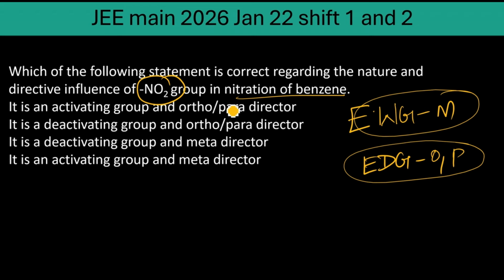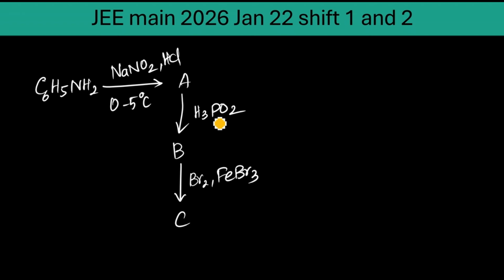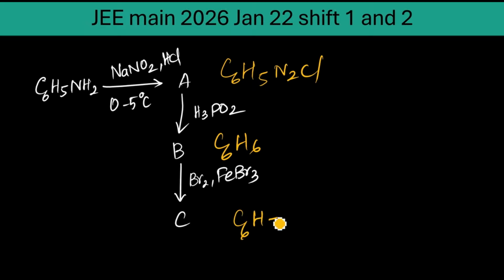So this we did exactly in the mock test, right? It is an activating group. No. This is a deactivating group, ortho-para director. No. This is a deactivating group and meta director. That's true. Right. Very simple question. And C6H5NH2 with NaNO2 and HCl gives the diazonium salt, then H3PO2 will form benzene. Benzene with this, C6H5Br will be formed. Simple question.